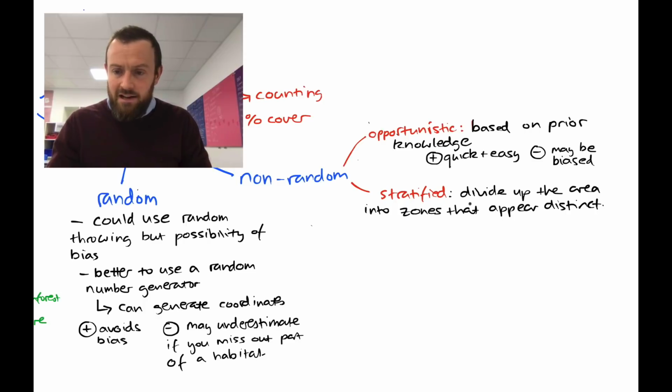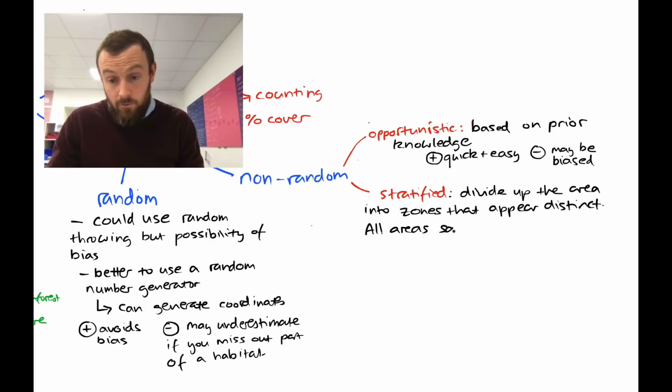So we should write that down. Divide up the area into zones that appear distinct. All areas sampled. And we could put according to the ratio of areas.